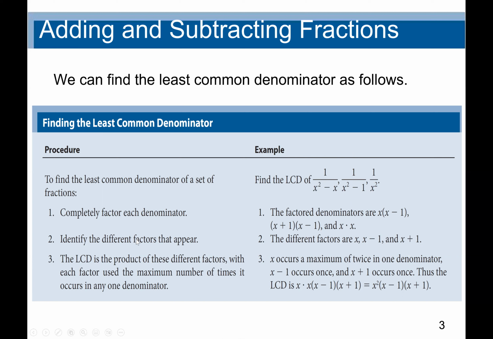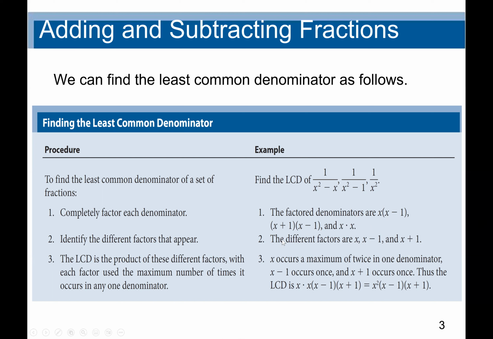So the first thing we do, they say, is completely factor each denominator. So we have to factorize the denominators here. We get x squared minus 1 will give me x plus 1 and x minus 1. x squared will give me x times x. x squared minus x will give me x and x minus 1, which is here. So we factorize all three.